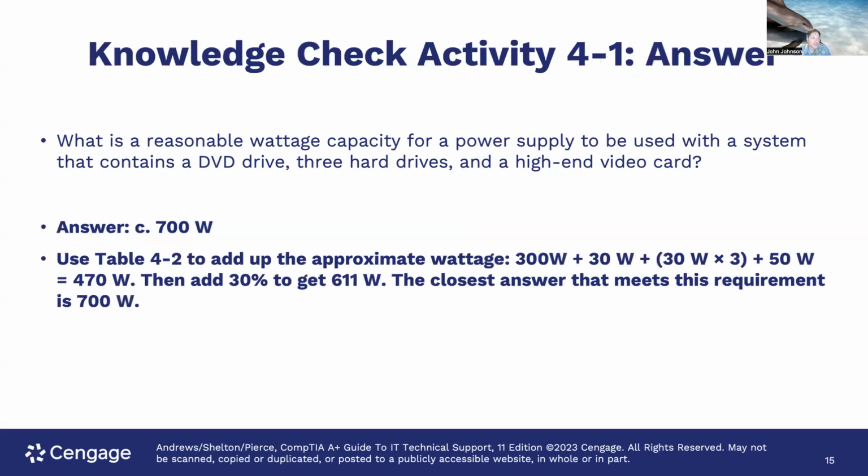And the answer was C, 700 watts. So use table 4.2 to add up the approximate wattage: 300 watts plus 30 watts plus the 50 watts. It gives you 470, then add 30% to get 611. So the closest one to that is going to be about 700 watts. So remember to give yourself that 30% headroom in there.